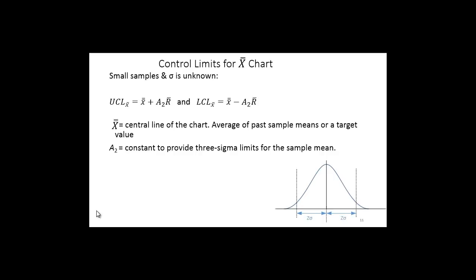In case we have small samples, or we don't know the standard deviation of the population, there are standard tables we use to find the constants that replace the standard deviation. In this case, the constant A sub 2, for example, we find from the standard tables. The upper control limit of the average chart or X bar chart is the overall average plus that constant times the average range, R bar, and a similar formula for the lower control limit.